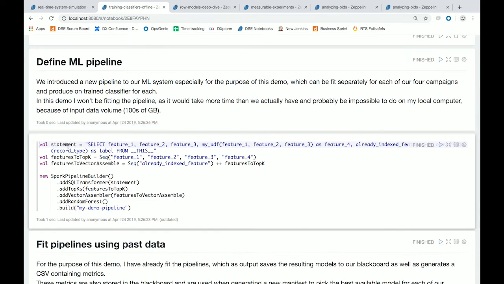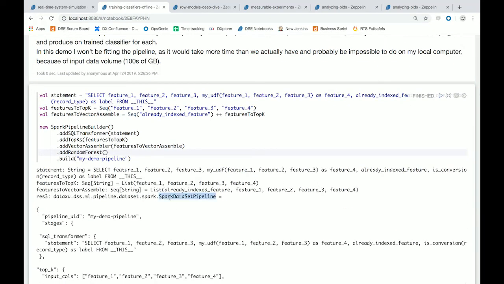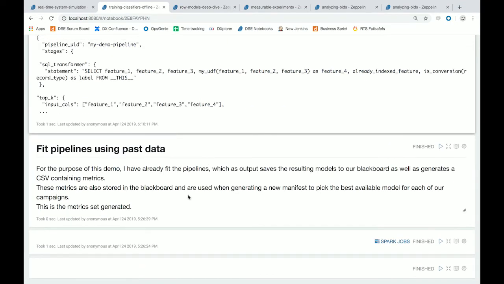I'm just adding three stages here: a SQL transformer, which is selecting some features, doing some feature extraction. I'm adding a top K stage, and last a vector assembler, because our random forest classifier needs our features in a vector in order to train. If I run this, you can see that I just create one object, a Spark dataset pipeline here.